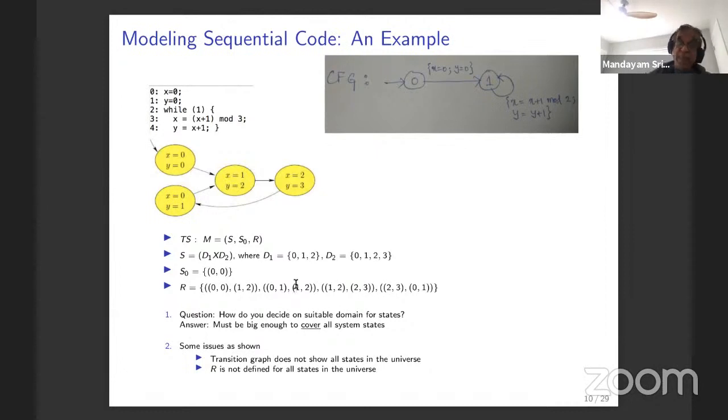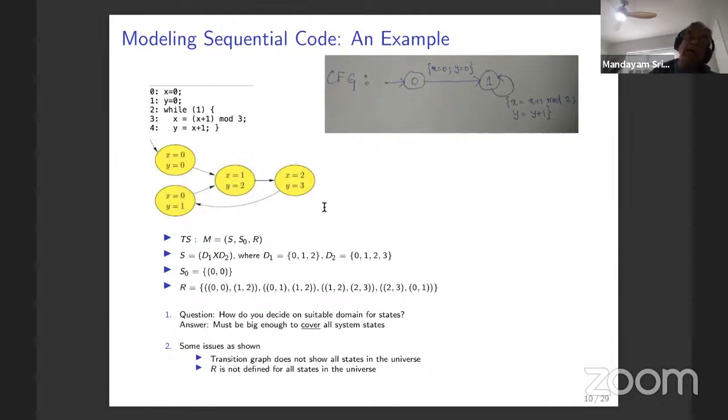So there is this thing of how you choose the variables to include in the state. You also have to make a choice of the range of the domain. But how do you choose that? It must be big enough to cover all system states. It doesn't have to be precise, because you won't know.